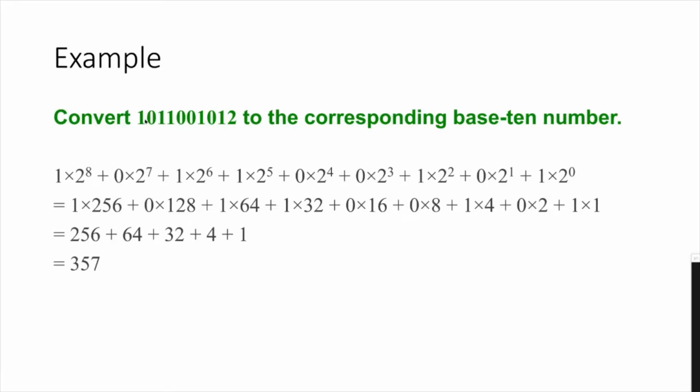The first one is 2 to the 8th, then 2 to the 7th, 2 to the 6th, 2 to the 5, 2 to the 4, 2 to the 3, 2 to the 2, 2 to the 1, and 2 to the 0. So you just multiply each of those numbers by their weighting value or place value, and then you come up with the number. You perform the multiplication and addition, the arithmetic associated with it, and the end result is 357 base 10.